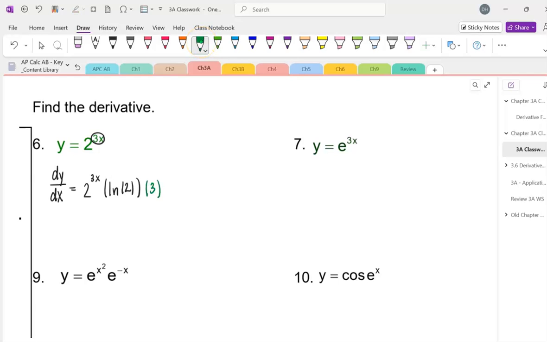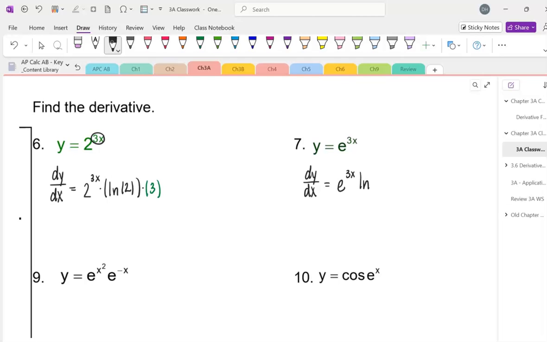Now nothing can be multiplied together. You cannot combine anything else. If anything, you can move the 3 to the front, which then goes to the exponent, but I would just leave everything as is. So this is all being multiplied together. Number 7, let's do it again. dy over dx equals, we've got a rewrite.